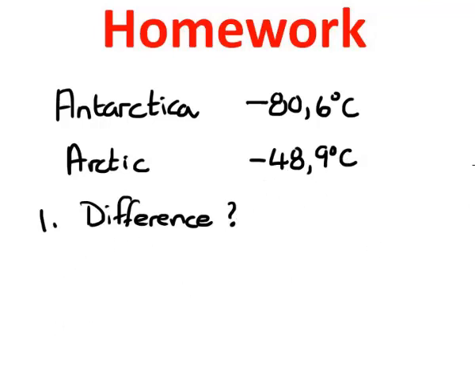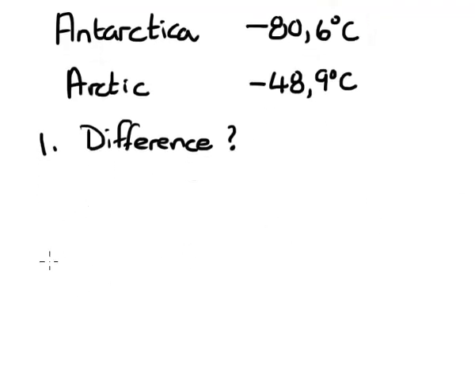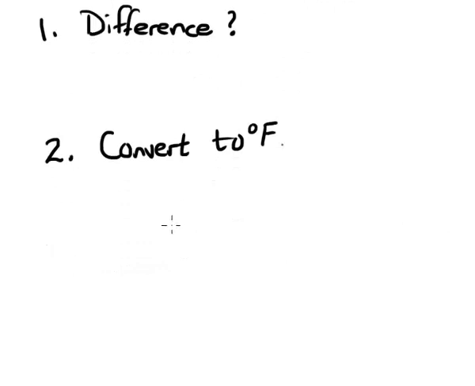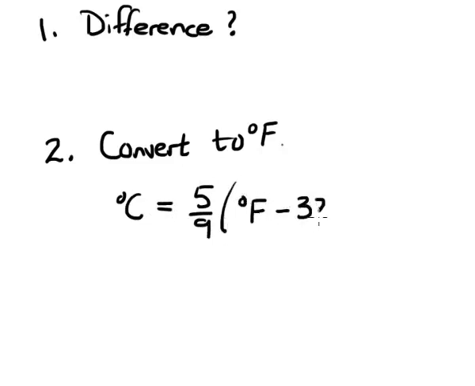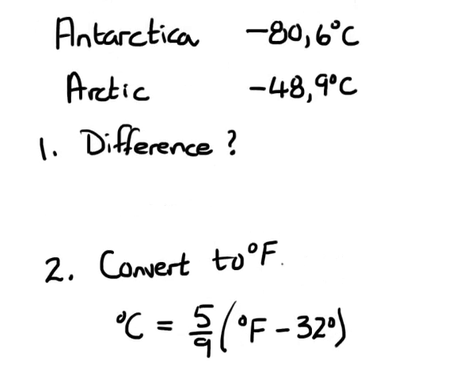Right, and then your second question, I want you to take that answer and convert it to degrees Fahrenheit. And I want you to use this formula. Your degrees Celsius is 5/9 times degrees Fahrenheit minus 32 degrees. So there are your values for the two. What's the difference? And convert it to Fahrenheit.